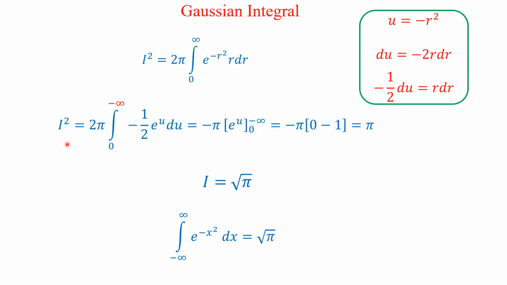So now we got I squared is equal to pi. Then I is equal to the square root of pi. Naturally, we had taken this as our original integral. That means the integral from minus infinity to plus infinity of e to the power minus x squared dx is equal to the square root of pi, because I squared is pi. So this is the value of the Gaussian integral. You have to remember it. We are going to use this frequently in quantum mechanics.